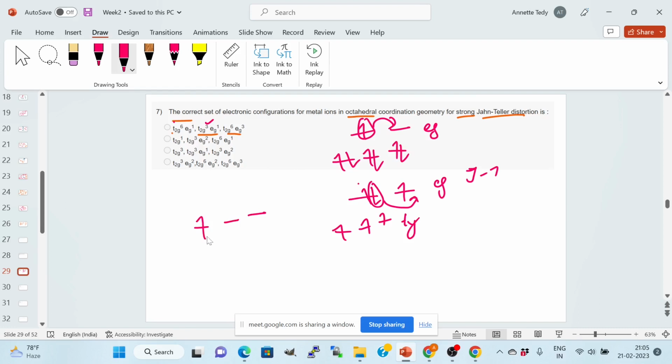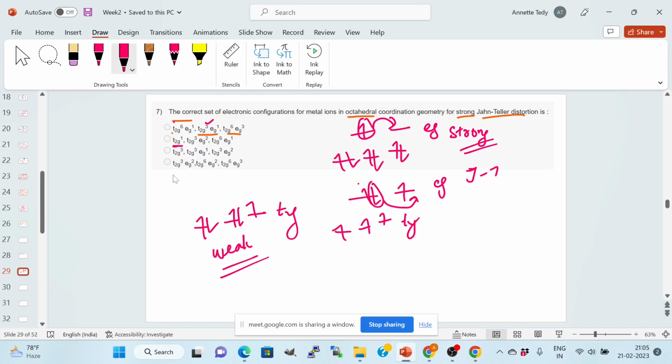Weak will be if it is only in t2g, like the t2g1 configuration. Here Jahn-Teller distortion will be there, but it is weak. Similar to eg also, it can be like this, or like this. Jahn-Teller distortion is possible, but if it is in t2g, it will be weak. If it is in eg, it will be strong. That is the only difference. And in half-filled and fully filled states, there is no Jahn-Teller distortion.